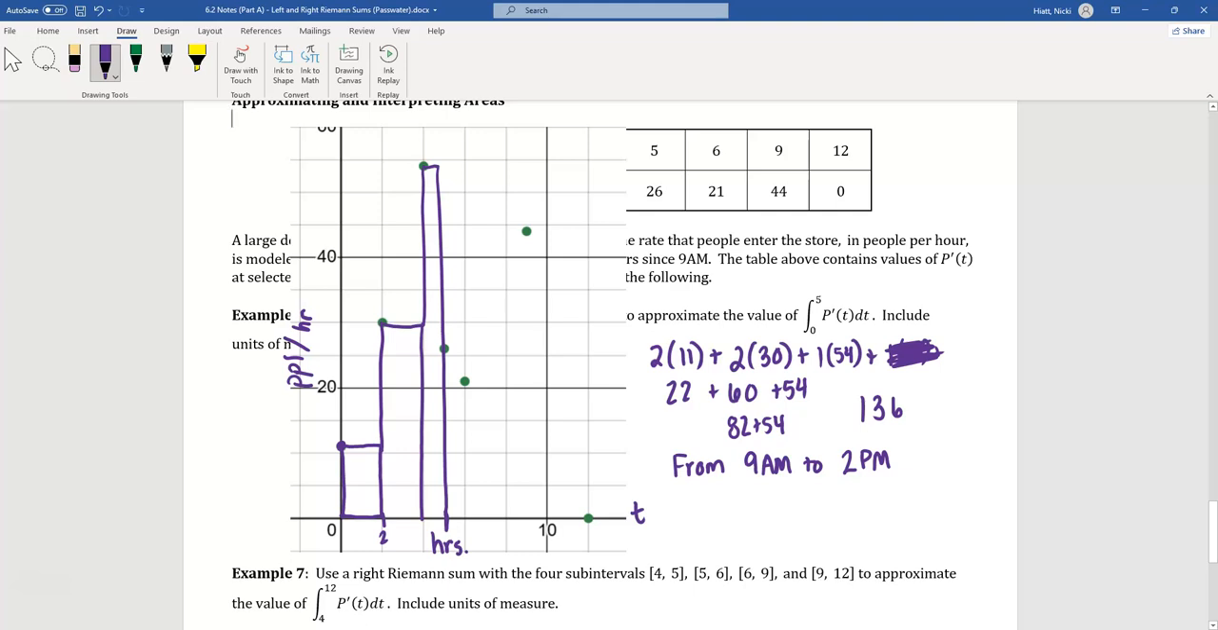Now the question is, what is 136? Is it a rate? Is it like sort of an acceleration? Is it the number of people?